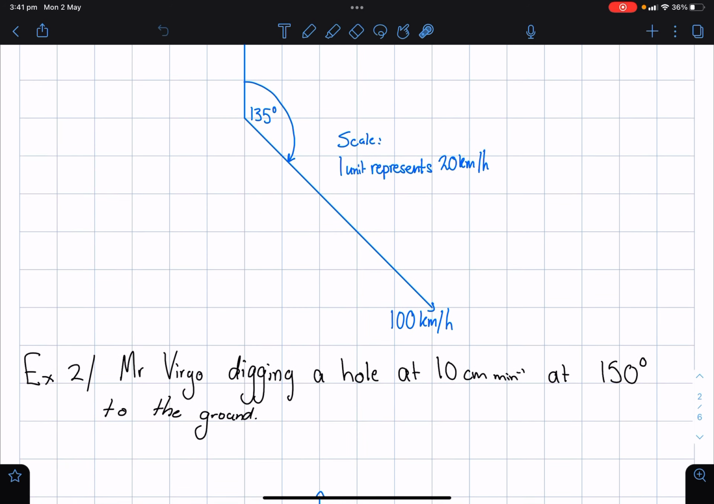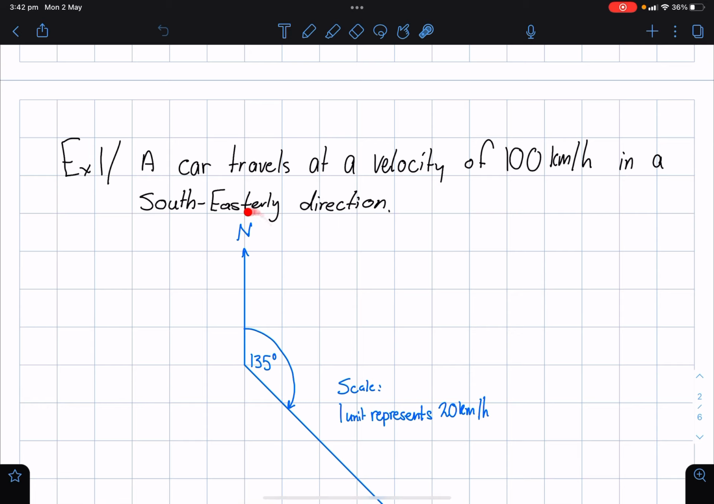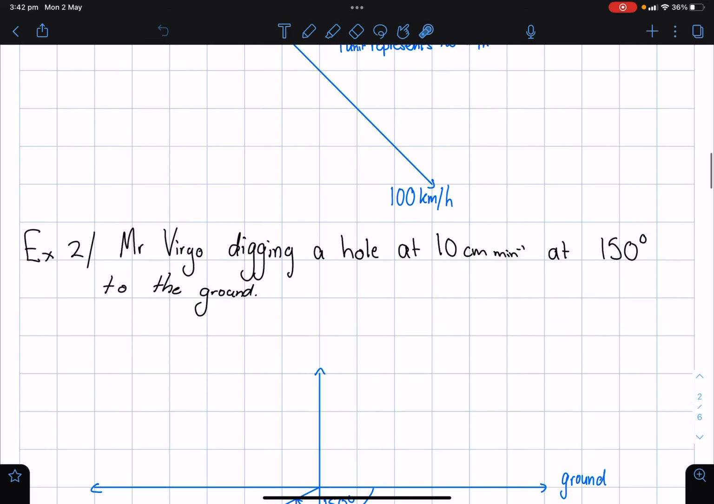Another example, I'm digging a hole at 10 centimeters per minute at 150 degrees to the ground. So again, our reference point is straight up, and at 150 degrees, we're rotating all the way around. You can see my scale is 2 centimeters, okay? So every 1 centimeter is 10 centimeters, so I've actually gone down 20 centimeters at my angle there, all right? So if you are given a direction like north, south, east, or west, then it's really important that we put in this reference direction, okay?